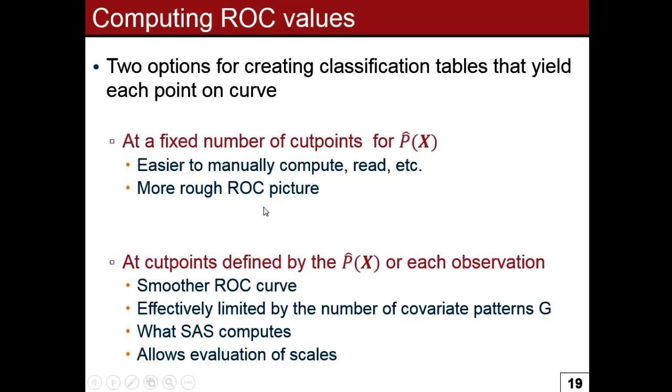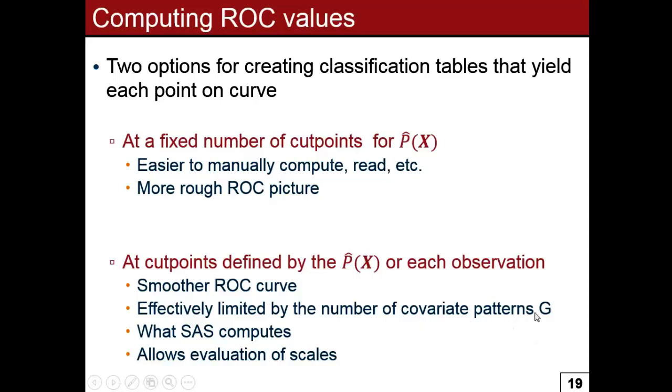But we chose like 6 points, we made like 6 little tables. It made a very rough, coarse picture, so we didn't have to do that. You actually can make a smoother picture by using every cut point available to you in the data set. And that's what SAS is going to do. You can make a curve that's as smooth as the number of covariate patterns in your data set.